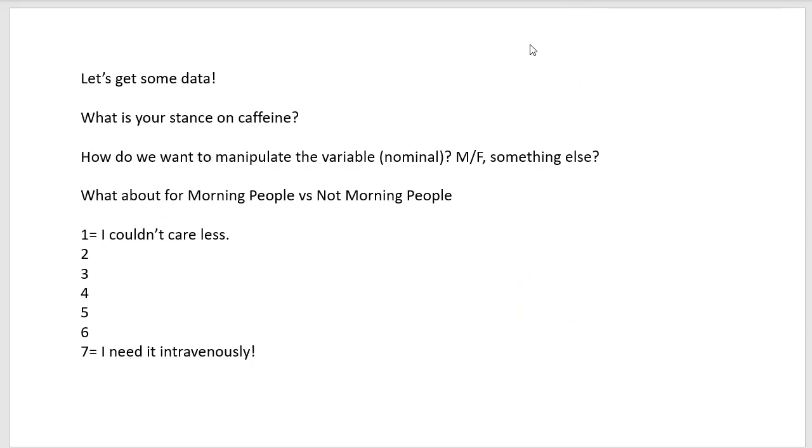So here's just a pretty simple example. What is your stance on caffeine? The interesting part about this is that we could answer this a lot of different ways, or we could theorize who would be the group that would have more of a stance on caffeine. But let's talk about morning people versus not morning people. You could theorize that morning people like caffeine better, so you could hypothesize a one-tailed test that way.